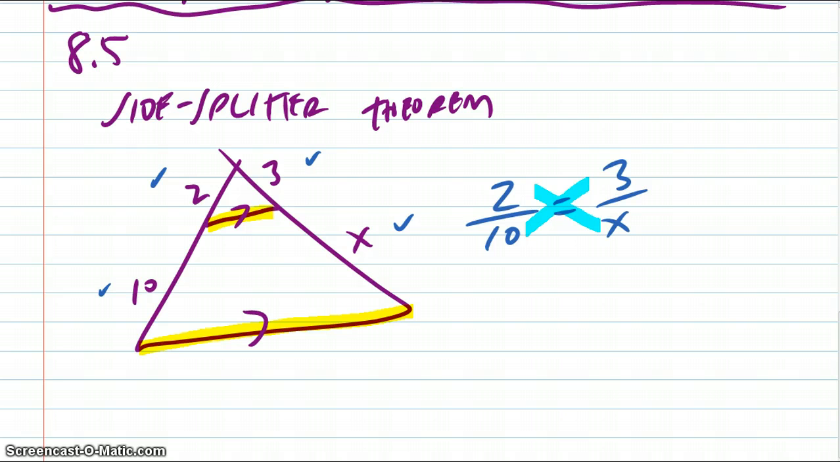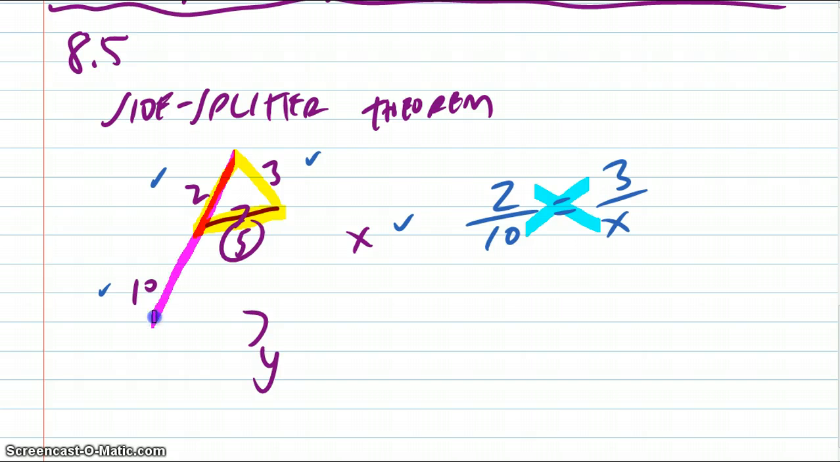So let's go back and say, what if this side down here was 5? And this was y. How do you figure that out? Well, in the same picture, you have this triangle similar to a bigger triangle, and so we want to look at the sides there.